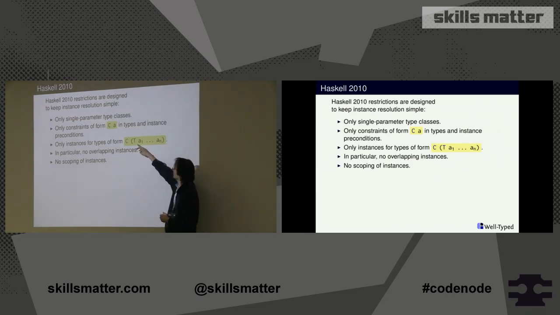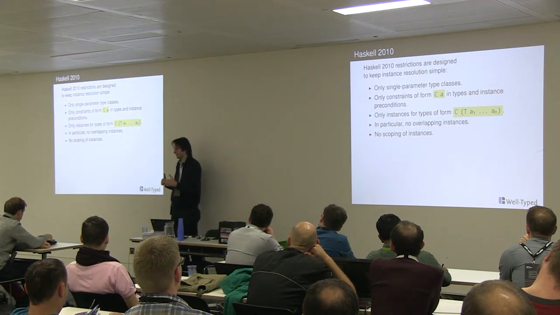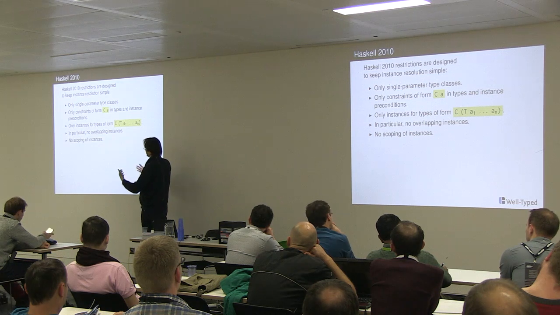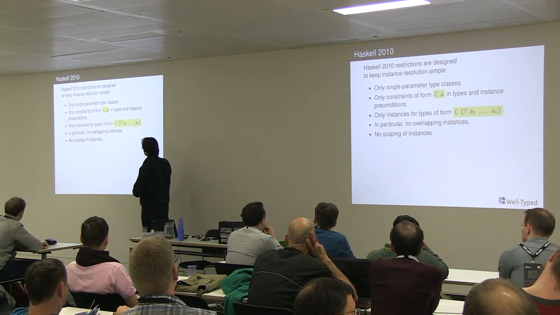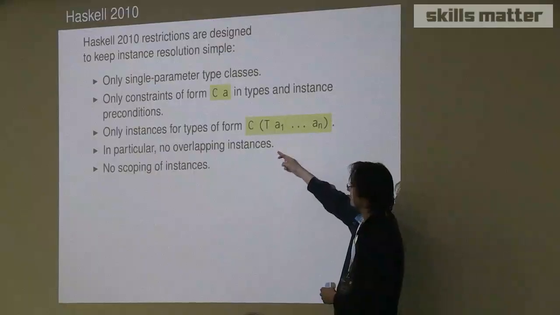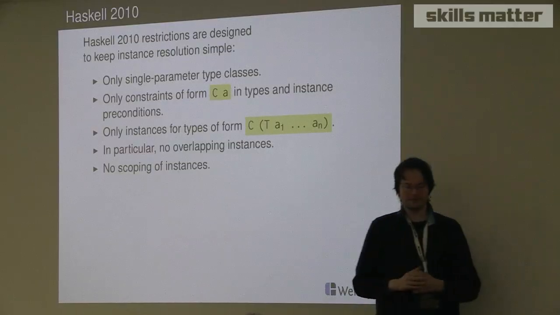In Haskell 98 and also Haskell 2010 without extensions, you cannot give an instance for lists of Booleans or something like that. You can only give an instance for list of A for a class. And that means in particular that you don't have any overlapping instances, and there is no such thing as scoped instances.